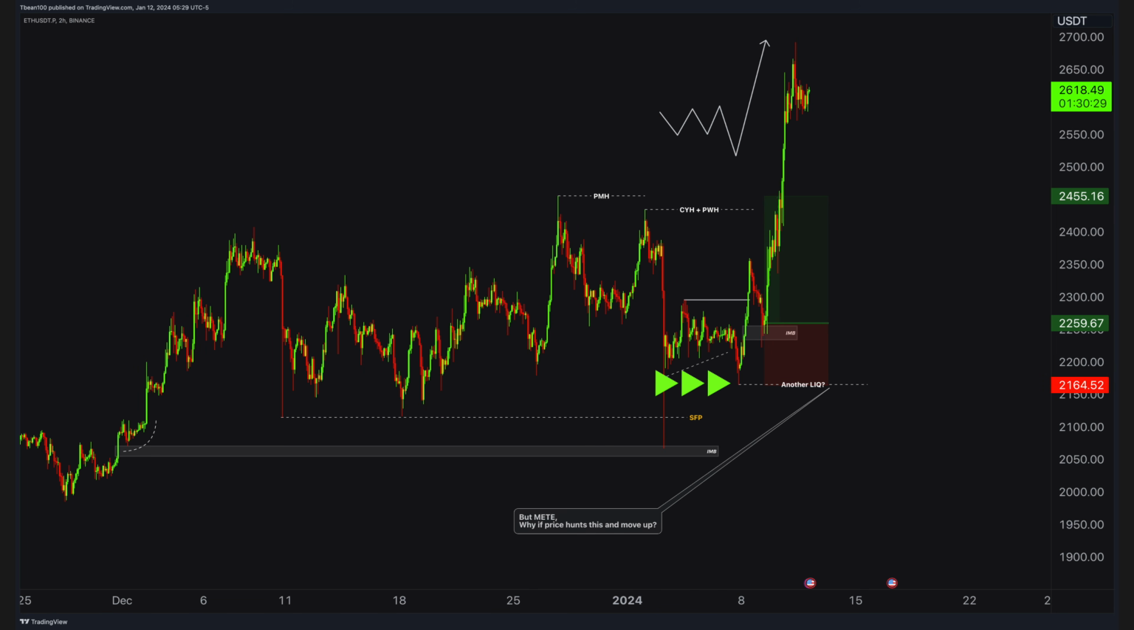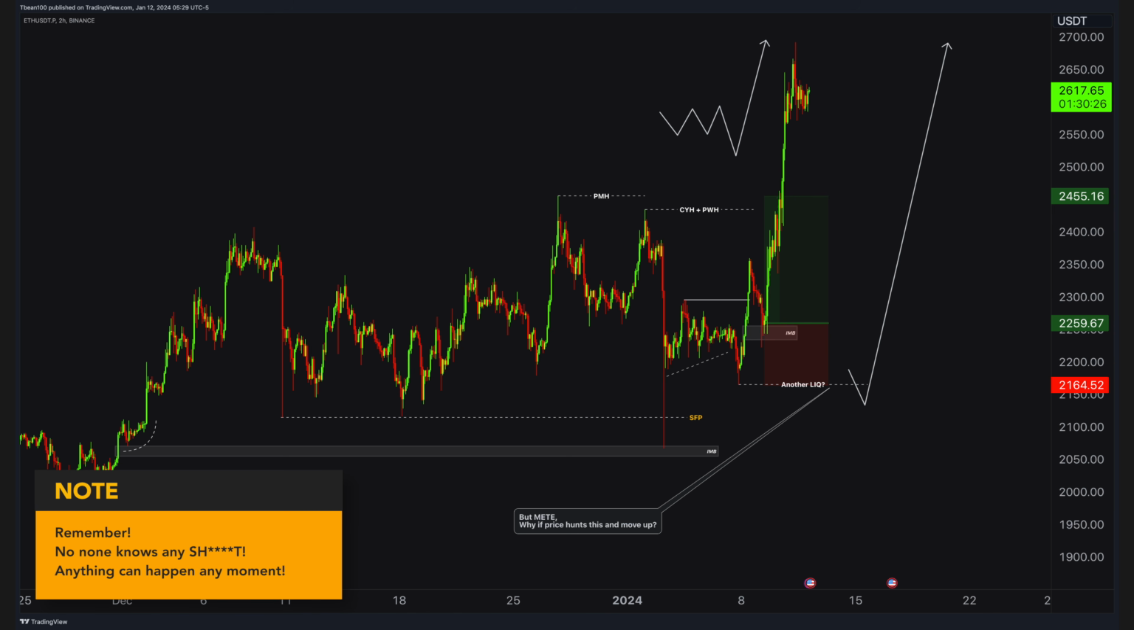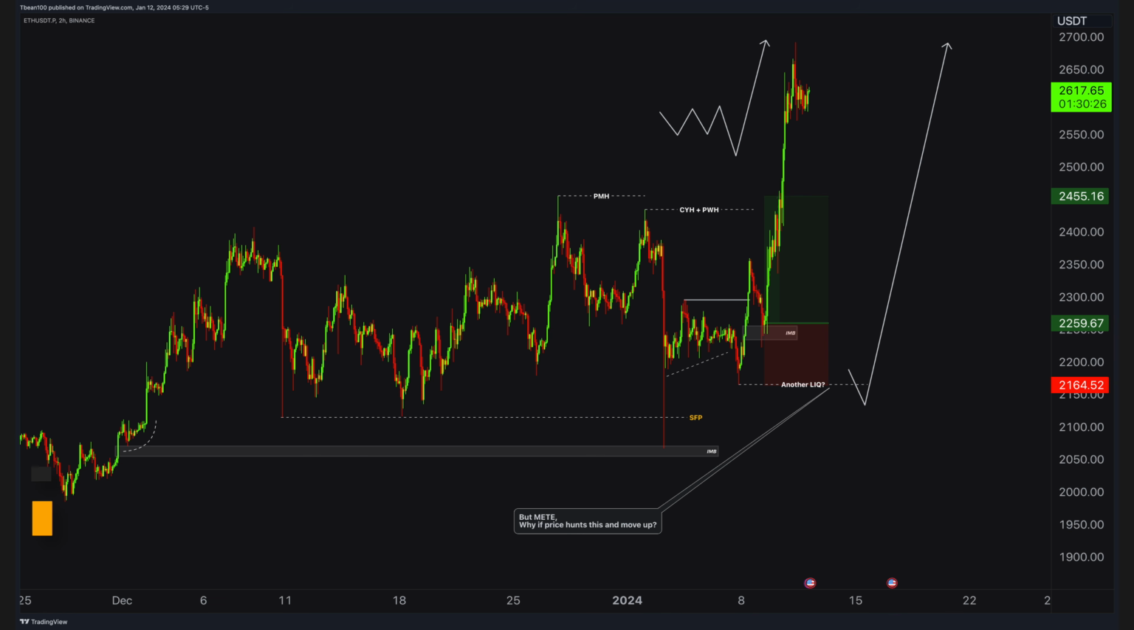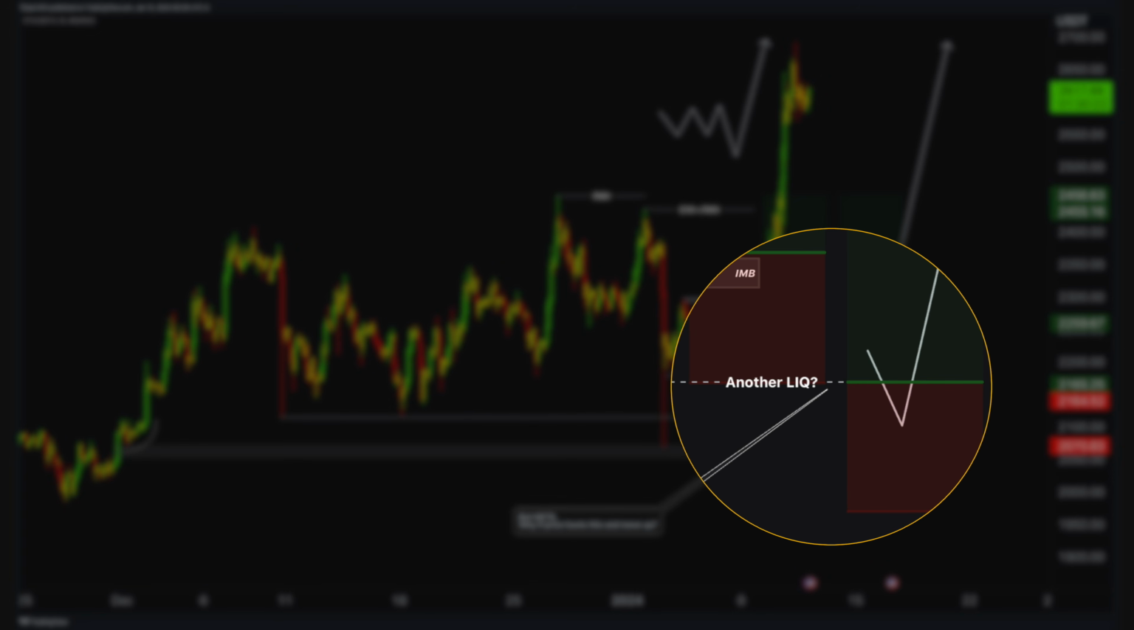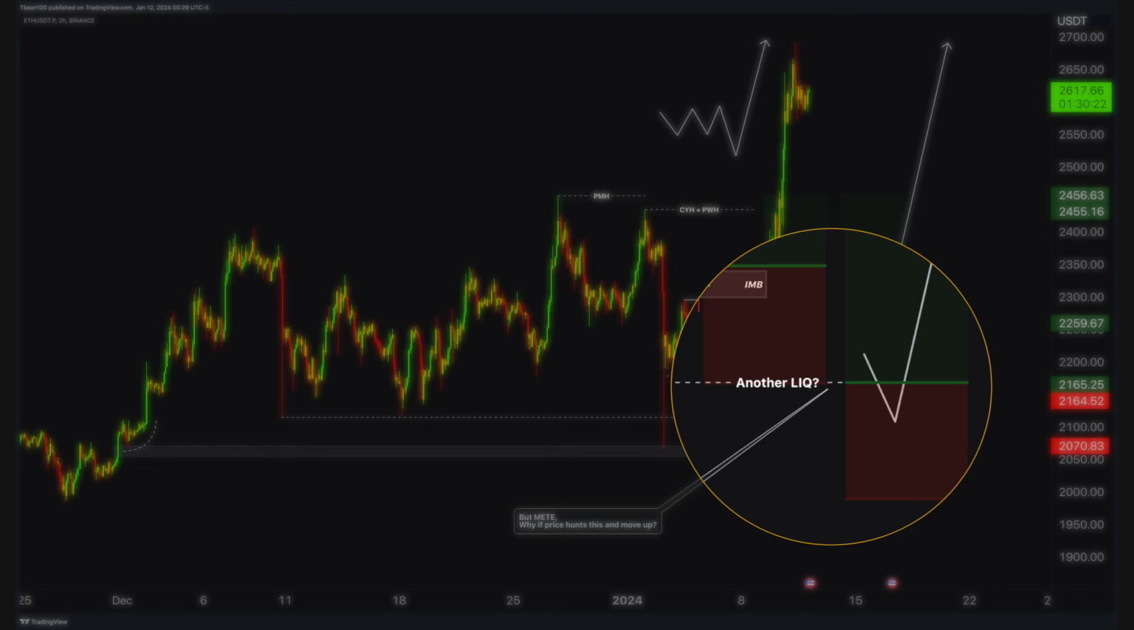What if the price sweeps this liquidity as well? Yes, it can. There is no single human being in the world who can guarantee that it will not sweep that. Then let's build our second position to that liquidity. Notice that I am connecting my new entry to the first order's stop loss, so they trigger in sequence.